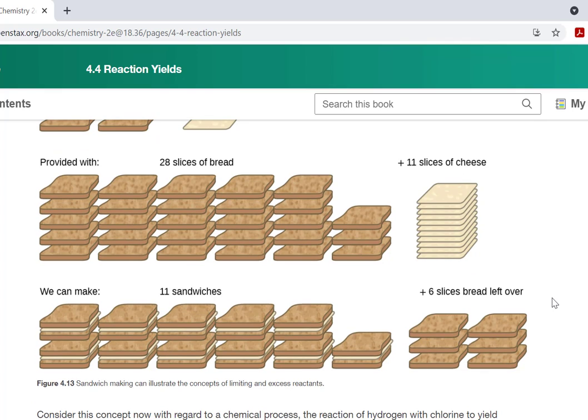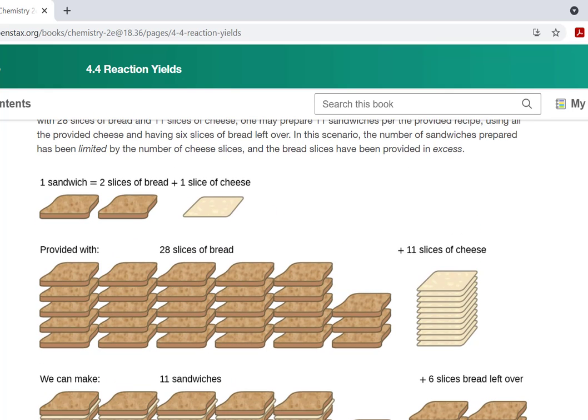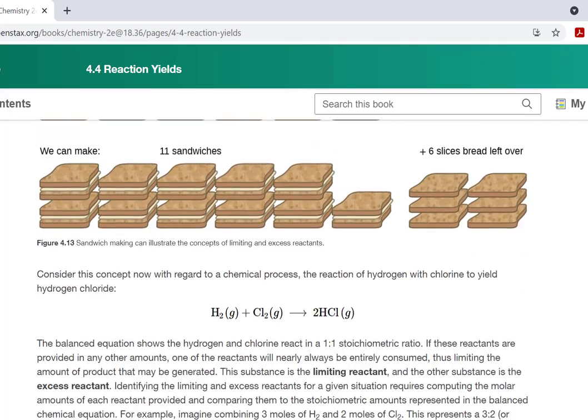So in this example, we would say that the cheese is the limiting reactant. It is limiting how many grilled cheese sandwiches can be made. In another situation, you might have less bread, and that would be the limiting reactant. So this is the basic idea. Which of the 2 reactants is going to limit how much you can make?